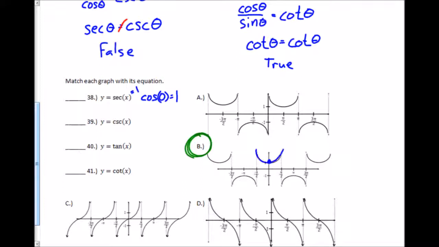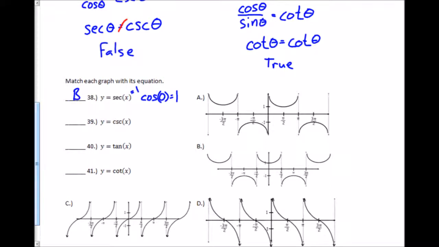It's 1, and it opens up instead of down. Remember, my cosine would be this instead. All right? And really, the secant is just the reverse. It's taking each of those things and flipping it. Okay? So that one is letter B.